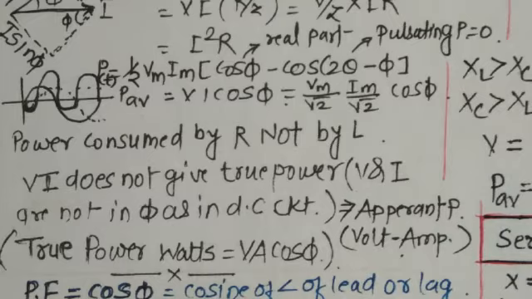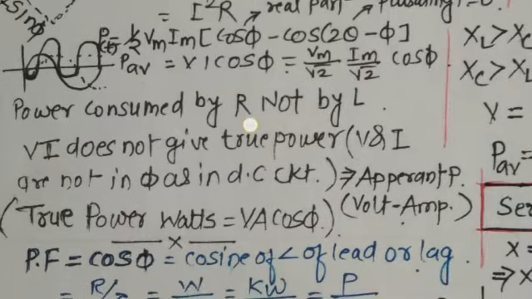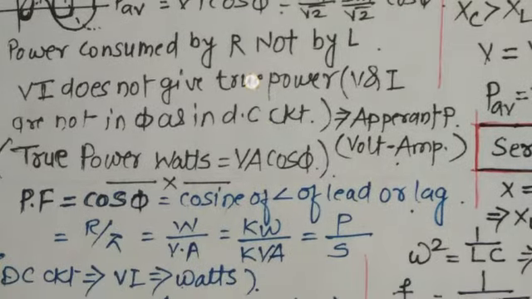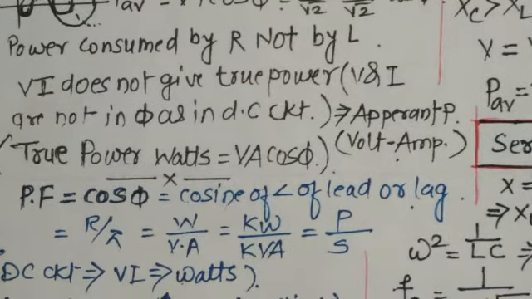So average power is VI cos phi, equal to Vm upon root 2 and Im upon root 2 cos phi. Therefore you can see power is consumed by resistance, not by inductance. VI does not give true power, as V and I are not in phase as in a DC circuit. Therefore apparent power is in volt ampere, true power is in watt, equal to VA cos phi.